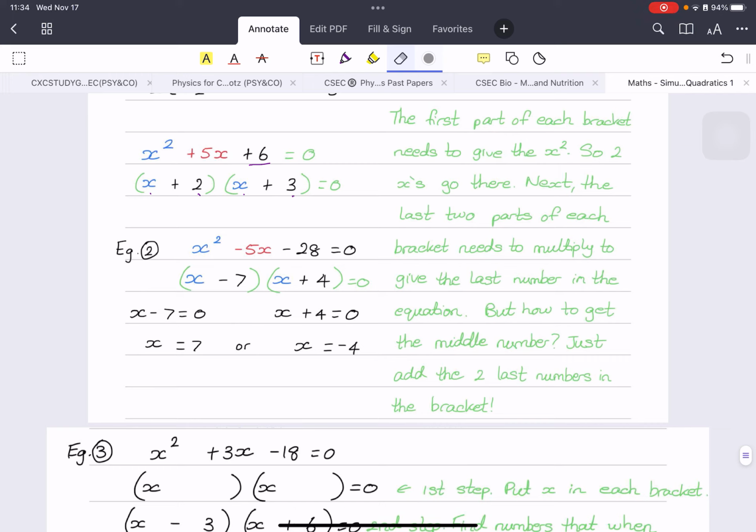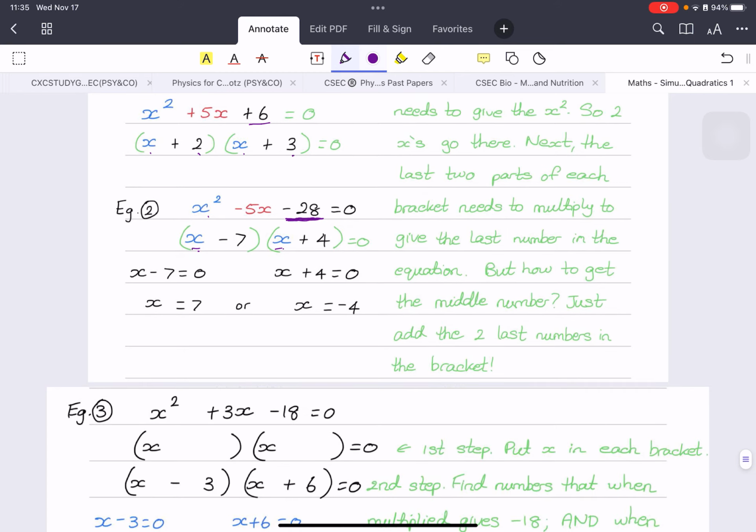X squared minus 5x minus 28. Right? So again, our first step is to write these two brackets down blankly. And then we need to use our first by our first to get our first. Our first is x squared, so always it's x and x goes into the first spot in the bracket, right? Now let's take a look at negative 28. We need to find two numbers that give us negative 28. So let's write down some of them. Remember, it's a negative number, okay?